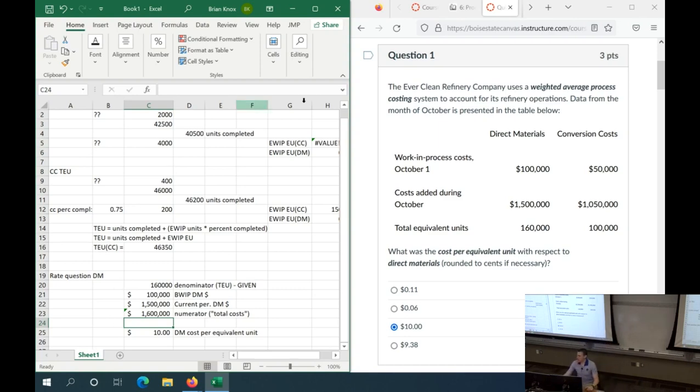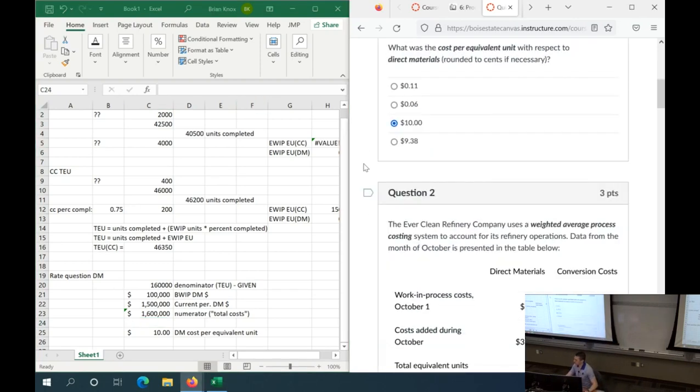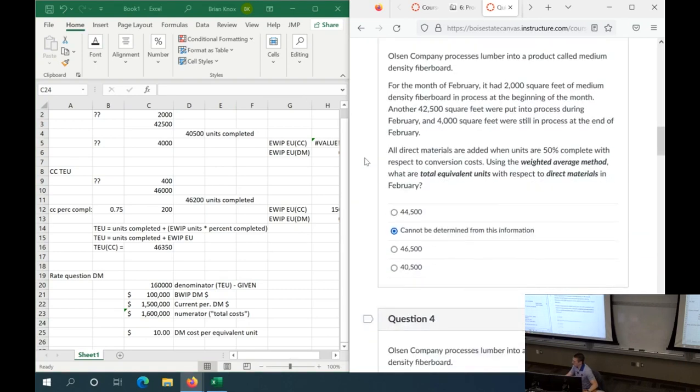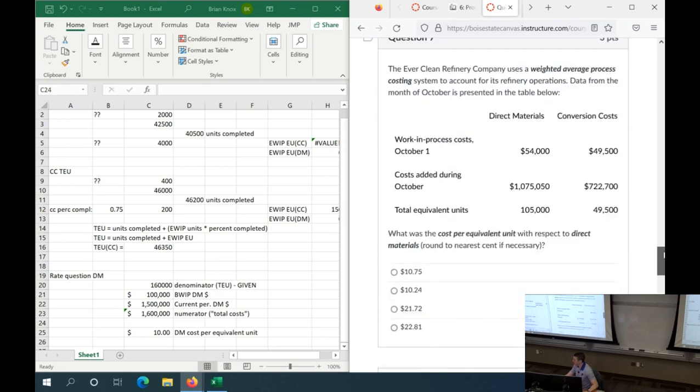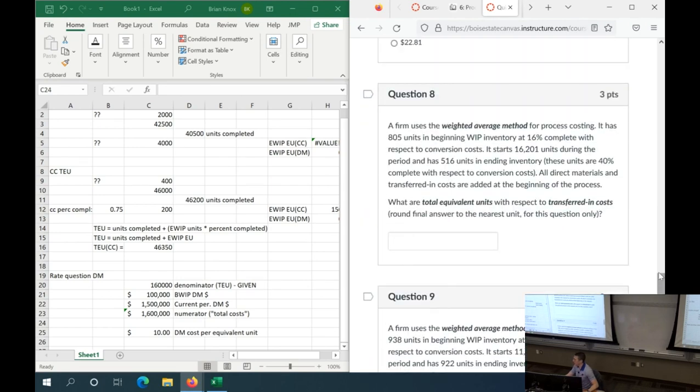So let's try some more questions, and see some more ways in which you might get tricked here. Let's try some open answer questions. Here's a TEU with respect to transferred in costs. A firm uses the weighted average method for process costing. It has 805 units beginning WIP at 16% complete with respect to conversion costs.